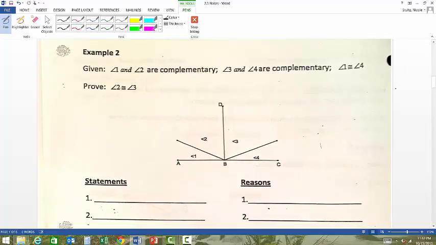In our next proof, we have quite a few givens. We have that angle 1 and 2 are complementary. Angle 3 and 4 are also complementary. And angle 1 and 4 are congruent.